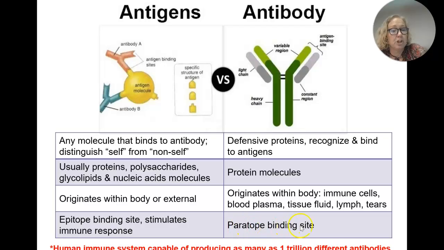They have a paratope binding site. What do they bind to? Antigens. That can distinguish self from non-self. Remember, you're going to fail out of school if you attack yourself. Usually they're proteins, sometimes they're polysaccharides, sometimes they're nucleic acids. They originate within the body or externally, and they have an epitope binding site.